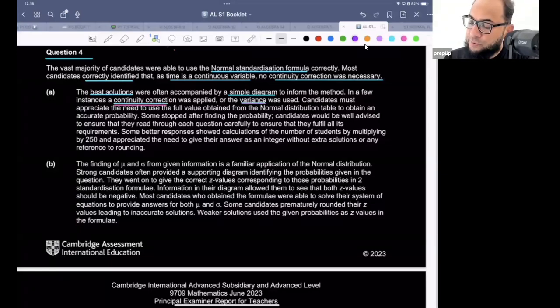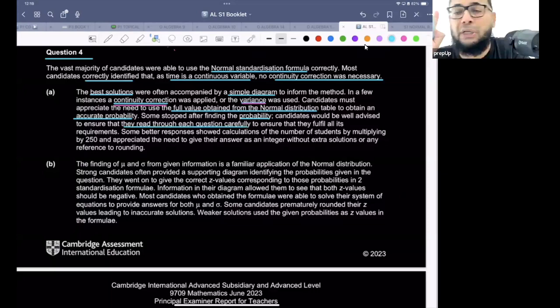Candidates must obtain an accurate probability, and must appreciate the need to use the full value obtained from the normal distribution table to obtain an accurate probability. Some stop after finding the probability. Candidates would be well advised to read through the question carefully, because it was not asking for probability, it was asking for expectation. They must fulfill all of its requirements.